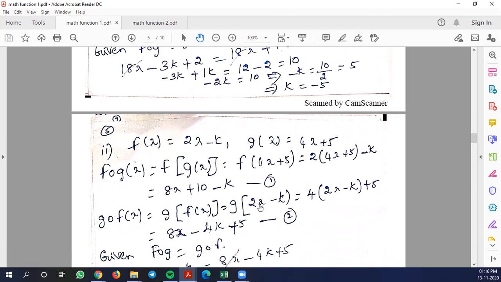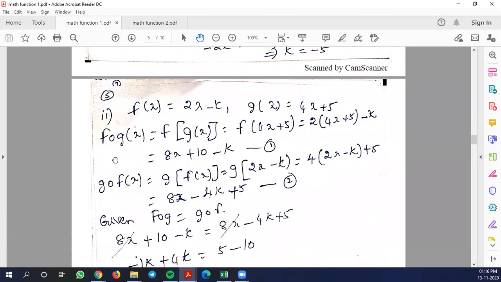So here, what you are going to do? Again, f of g of x equal to f of, what is g of x? 4x plus 5 equal to, what is f of x? It is 2x minus k. So f of 2 into x, what is our x? 4x plus 5 minus k. So 2 4s are 8x, 5 2s are 10 minus k.